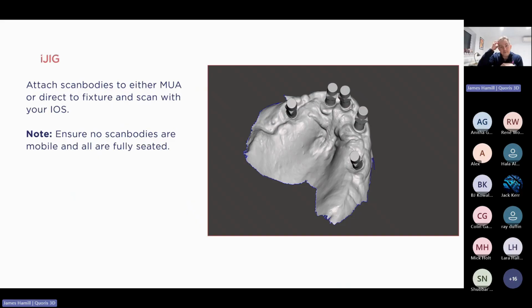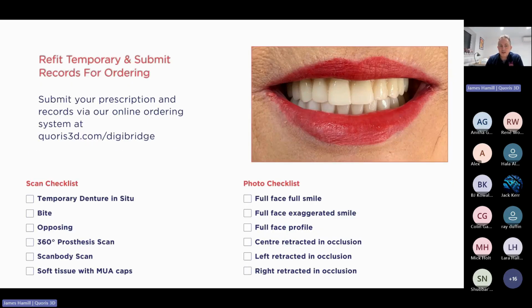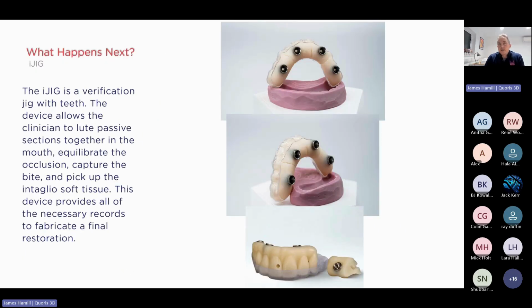The only real difference is the capture of the denture and the MUA caps rather than a fixed bridge and the 360 scan of the bridge. You're still 360 scanning either, it's just a slightly different scan. Okay, again, we've created a checklist for this workflow so you can see exactly the scans that are required. And then it comes into what happens next.